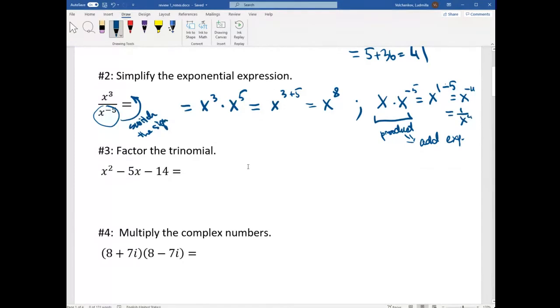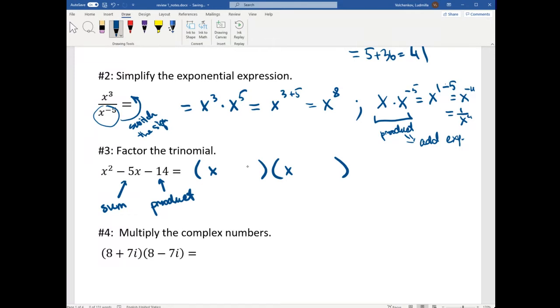Factor the trinomial. So many trinomials are easy to factor by trial and error, so that we try to find coefficients so that the product of these two coefficients is equal to the constant term, and the sum is equal to the linear coefficient.